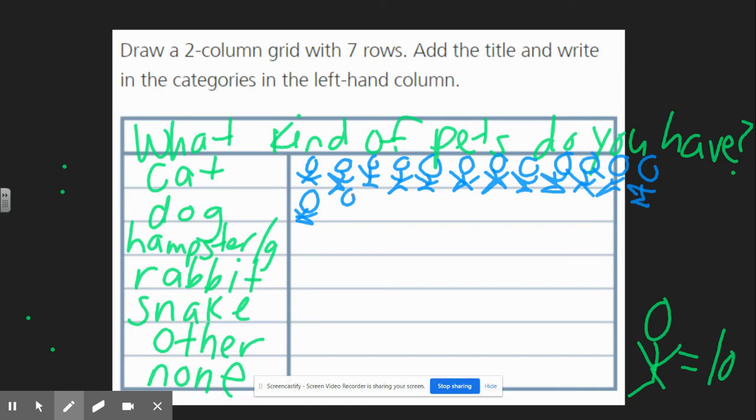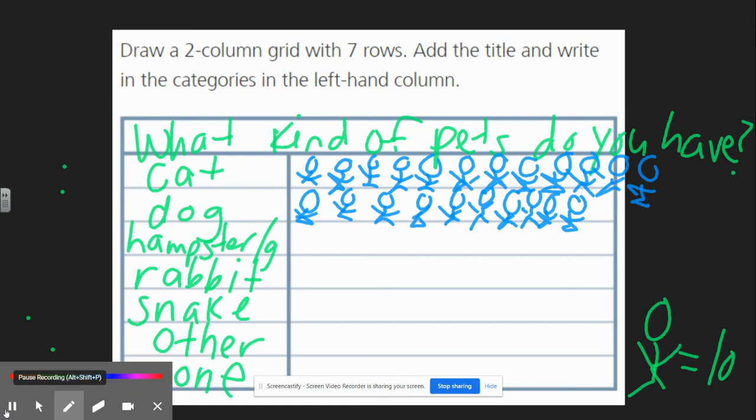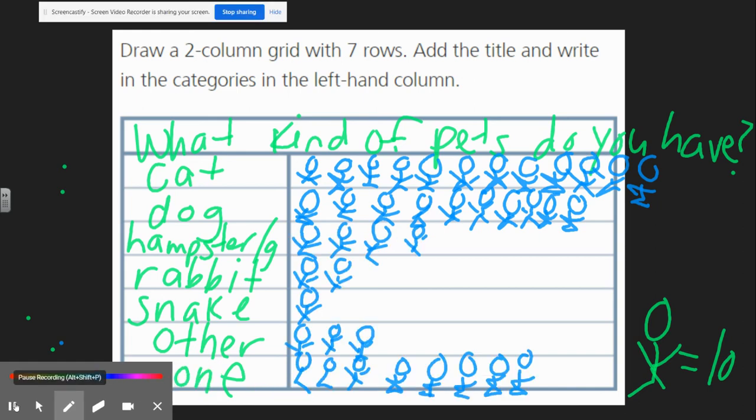1, 2, excuse my stick figures. This is a hard screen to draw on. 3, 4, 5, 6, 7, 8, 9, 10. So now I'm going to pause the video and take a look at the rest of this data in just a second.